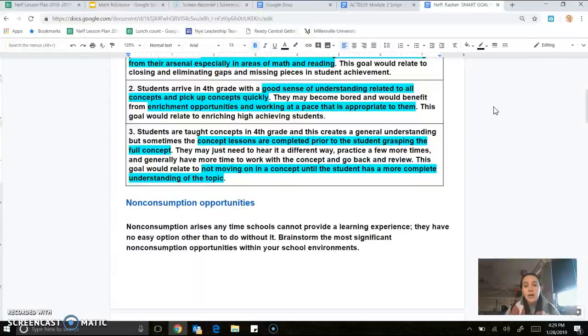And then the last goal that I came up with is there are times when I feel as though I am teaching the concept lessons, and because of the pressures that are put on us to meet deadlines, such as things for PSSAs, deadlines put on us by our administration, and just assessment deadlines, things like that. I wanted to make sure that I was giving students enough time to practice, and this goal would relate to not moving on until a student understood the concept and had a more complete understanding.